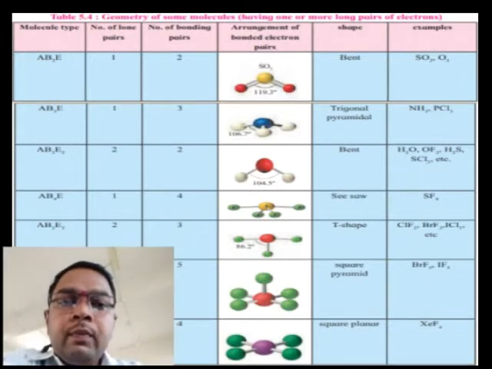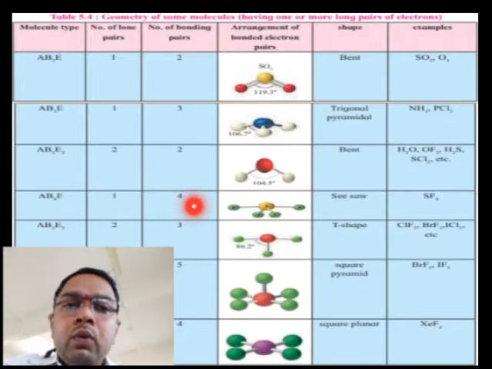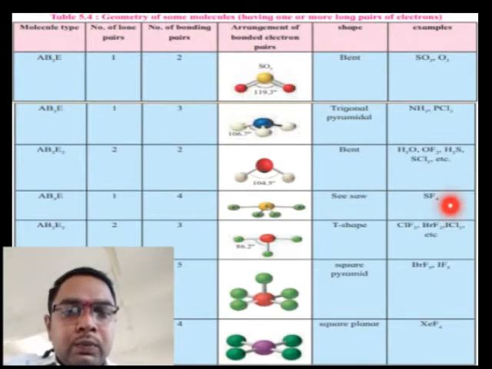Next, AB4E. It contains 1 lone pair and 4 bond pairs. The structure is seesaw. The molecule is SF4. In this case, 1 lone pair is present in the upper part of the central atom.